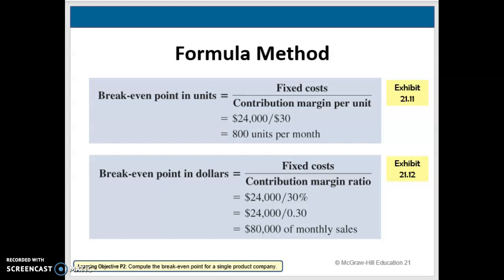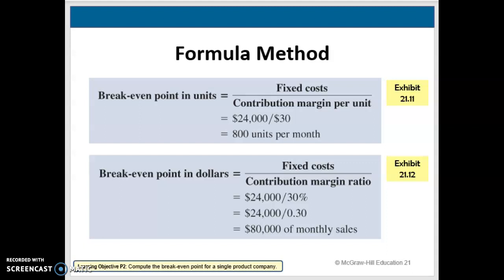So break even in units is our fixed cost divided by the contribution margin per unit that we just learned how to figure out. And then we also have break even in dollars, which is fixed cost divided by the contribution margin ratio, which we also just calculated. So in the examples here, continuing that same example with the Rydell footballs, we have $100 per unit, $70 variable cost, fixed costs are $24,000. So we compute the break even point using the formula, and we see that fixed costs are $24,000 divided by the contribution margin per unit of $30. So for us to break even, we have to sell 800 units every month.